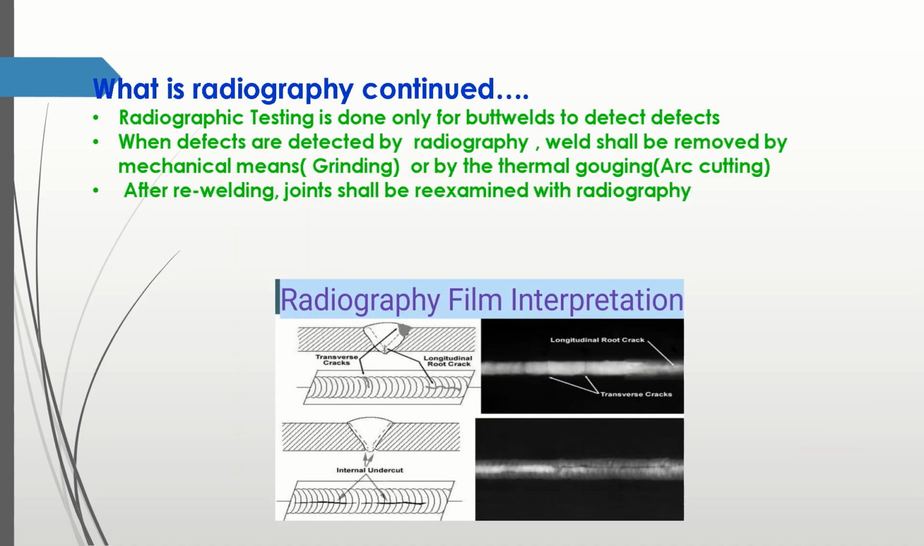So radiography testing is done only for butt welds. It cannot be used for other welds such as groove and fillet. When radiography detects any defects, the weld shall be completely removed by mechanical means or by thermal gouging, and after rewelding, the joint shall be re-examined with radiography. So the below image will show you different common types of defects in the welds detected by radiography.